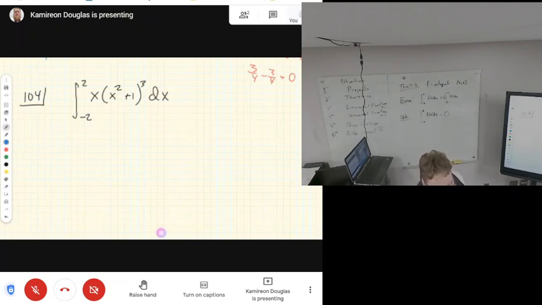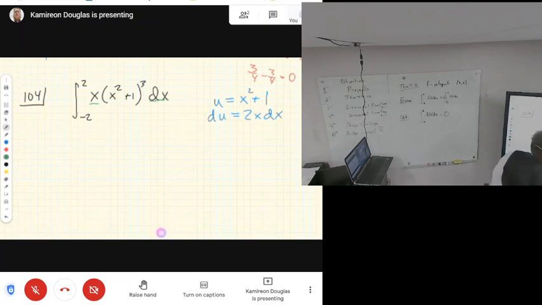What's my u? X squared plus 1. Why would I choose that as my specific u? If I drew this in the problem, what is du? 2x dx. Now, I have an x dx in the problem. I do not have a 2x dx. How do I fix it? Divide by 2. So I end up with 1/2 du equals x dx. For your information, I like to think of this as a substitution, right? I'm substituting in anywhere I see an x dx for 1/2 du.